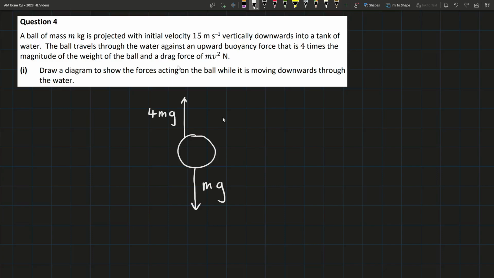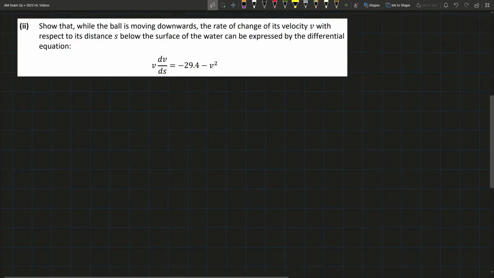Now the drag force of mv squared newtons, remember that drag forces always oppose the motion of an object, so the drag force is going to be going upwards because the object is moving downwards. It's projected vertically downwards into the tank of water. So now we're asked to show that while it's moving downwards, the rate of change of velocity v with respect to distance s below the surface of the water can be expressed by this differential equation.